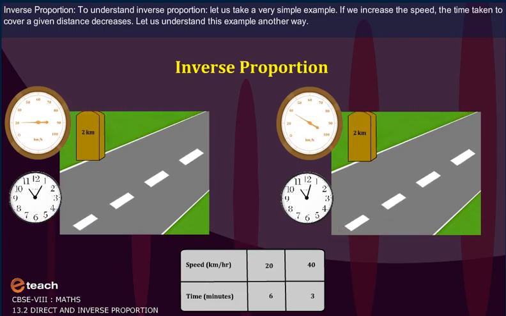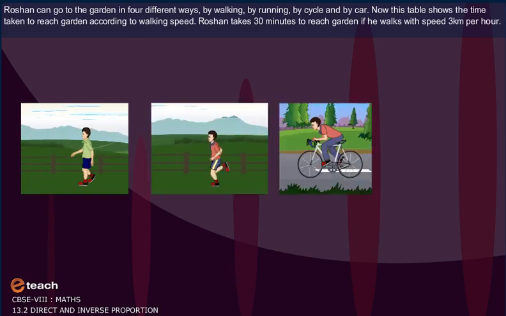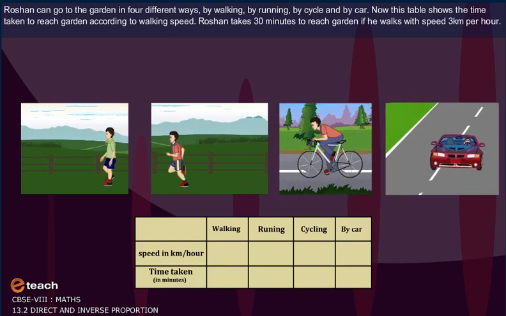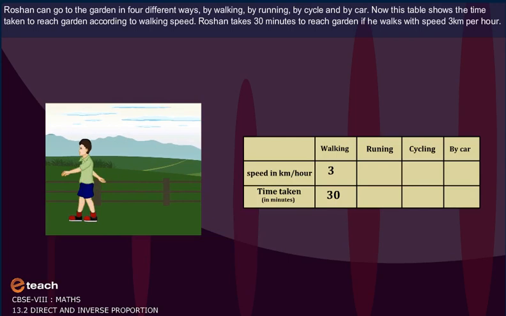If we increase the speed, the time taken to cover a given distance decreases. Let us understand this example another way. Roshan can go to the garden in 4 different ways: by walking, by running, by cycle and by car. Now this table shows the time taken to reach the garden according to walking speed.